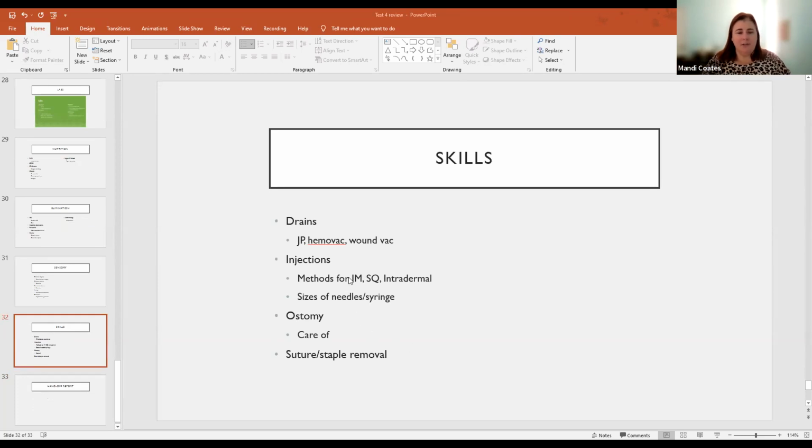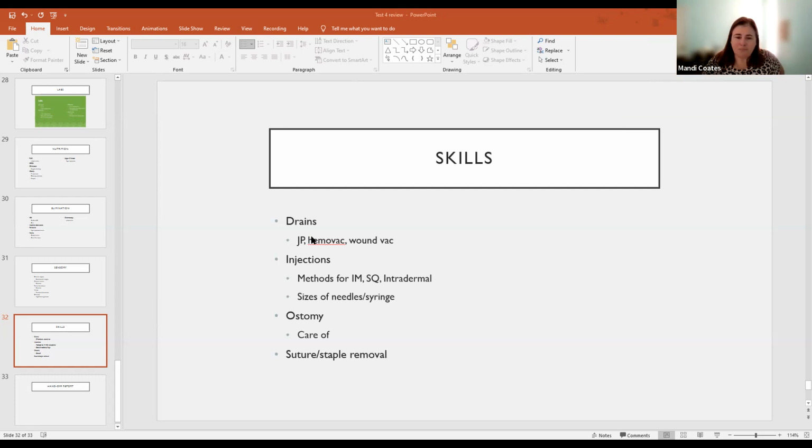Go refresh your skills. Drains with the JP drains. Remember, JP and Hemovacs, they work from suction. So the bulb for the JP drain has to be compressed and closed for it to do its job. Same with the Hemovac. It's more of a round, so you're going to squeeze it down, close it, and it's going to slowly deflate and pull out any drainage with that.